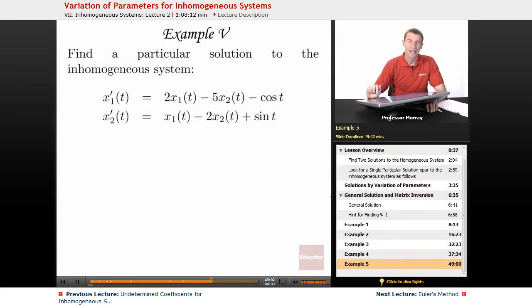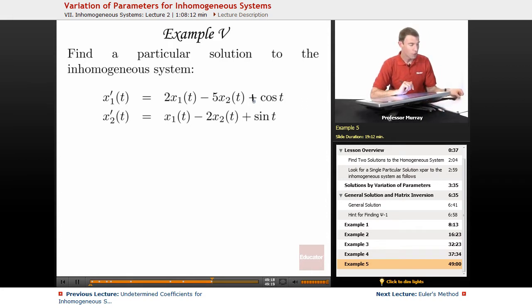So on example 5 here, we're going to find a particular solution to the inhomogeneous system. And remember, there was a little typo in there. That should have been a plus. So we're going to go ahead and solve it with a plus there. It's really messy if you work it out with a minus sign. So we're going to solve it with a plus.